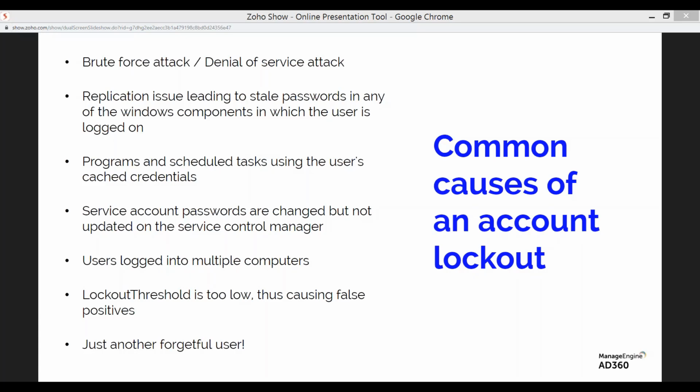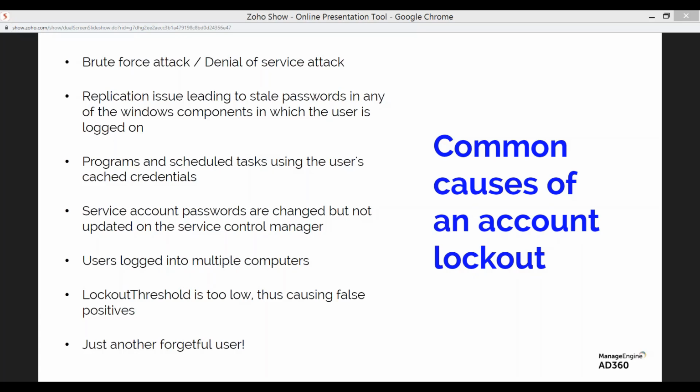Going forward, we'll also be discussing account lockouts pertaining to stale passwords. How do stale passwords play a very bad role, or how do they cause trouble? What about programs and tasks that are scheduled? What about those specific tasks that essentially power your system? Right, we'll be talking about that.